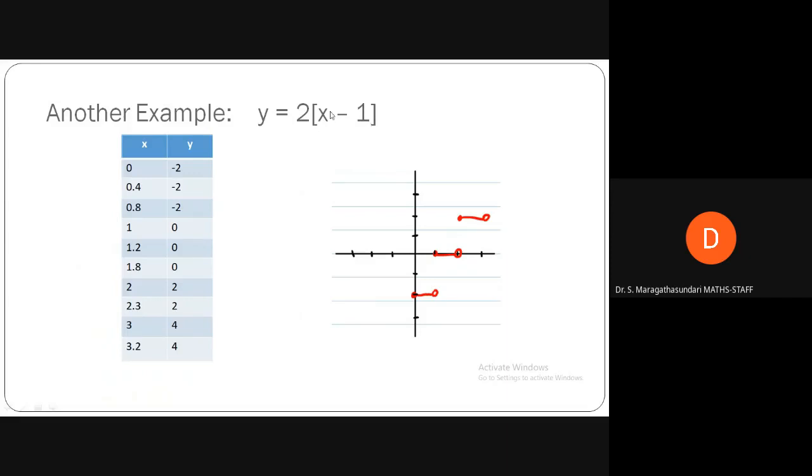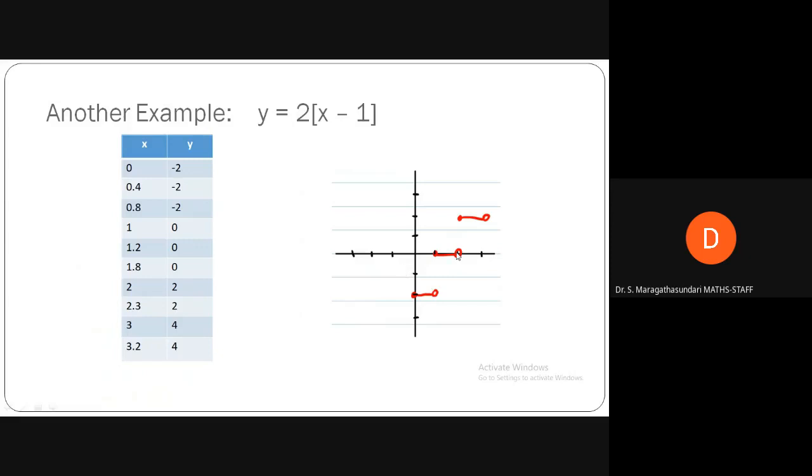Taking x is equal to 3, 3 minus 1 is 2, and 2 into 2 is 4. Then 3.2, so 3.2 minus 1 again. So what is the greatest integer? That is equal to 4. Just substitute all the values and mark them here: minus 2, 0, 2 and 4.